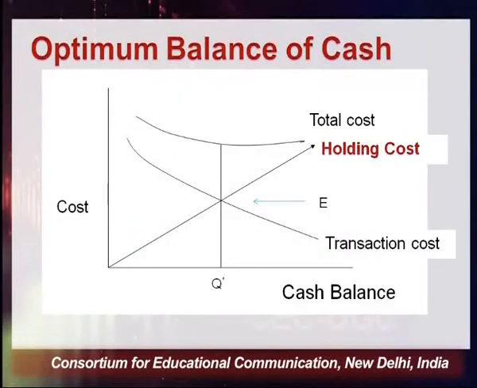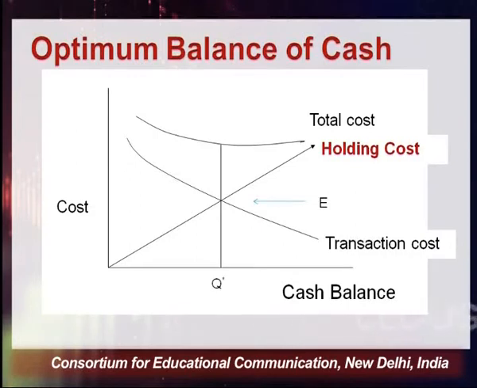Now the question comes how to understand it graphically. If you look at this particular graph of optimum balance of cash, the curve of transaction cost is like a demand curve sloping downward from left to right, because it declines with the increase of cash balance. If you increase the amount of cash which you are going to convert into marketable securities, then obviously the number of transactions will be less. So if the number of transactions is less, obviously the cost is going to decline. That is why it is sloping downward from left to right.